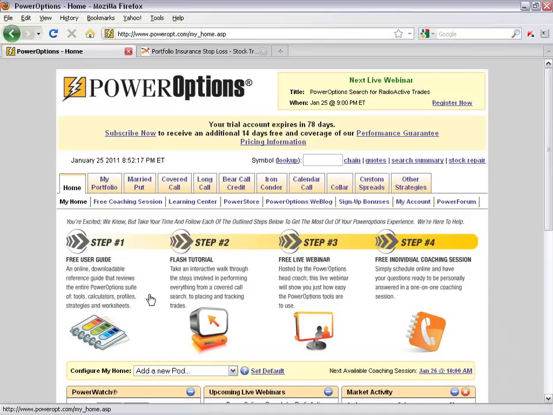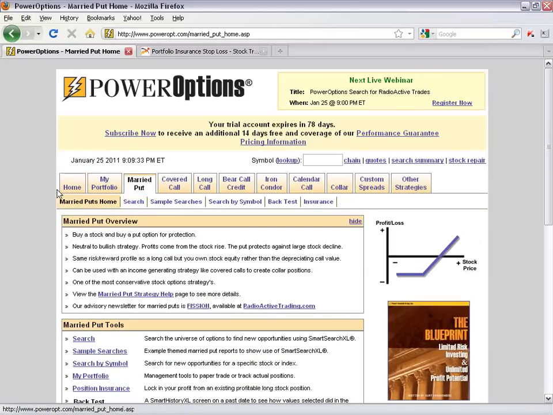So step 1, the user guide. Step 2, the flash tutorials, which are available in the learning centers, the free live webinars, and of course the free individual coaching session.